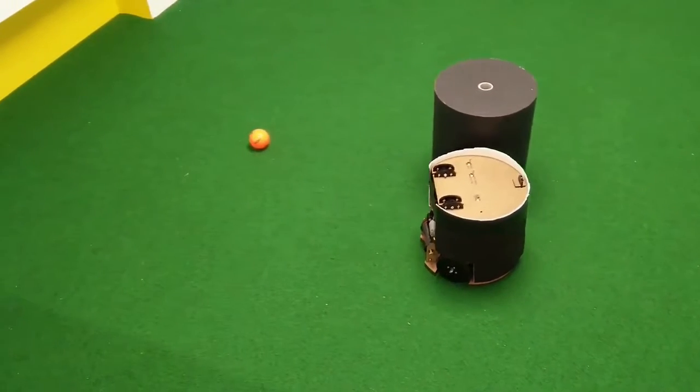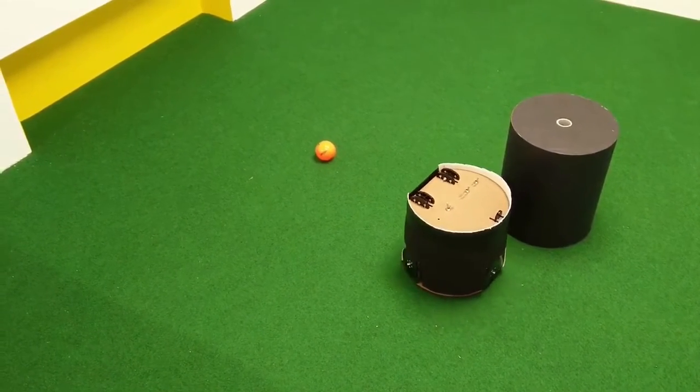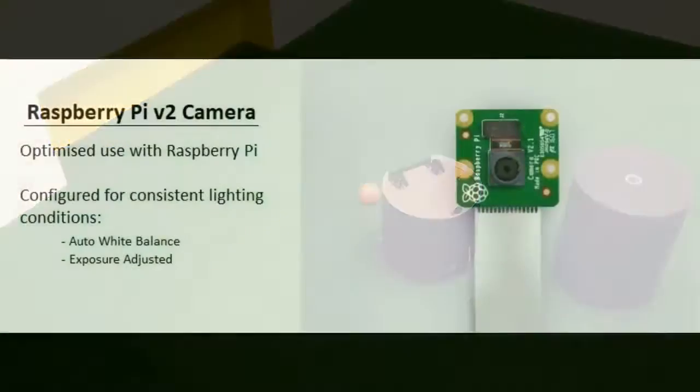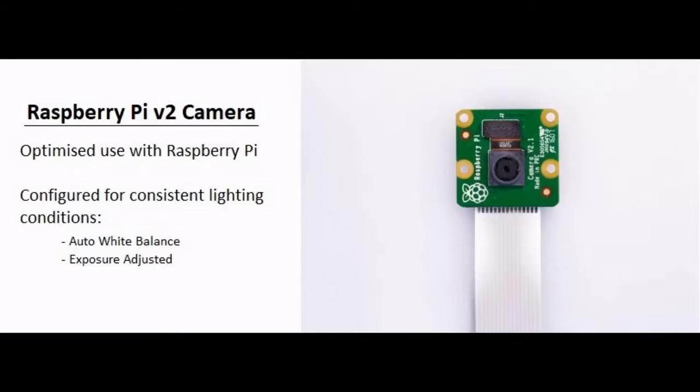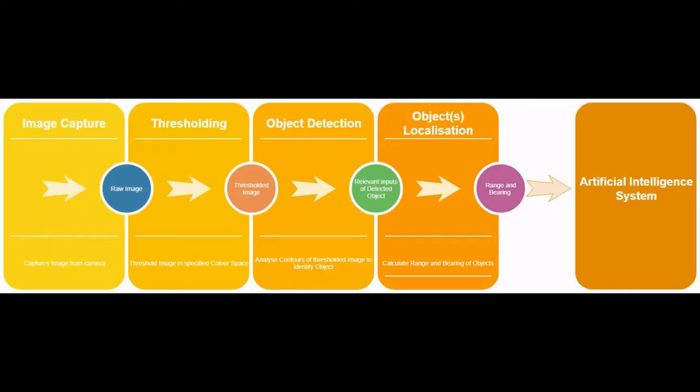The vision system on board our soccer robot is based around the Raspberry Pi version 2 camera, as it is specifically optimized and configured to work alongside the Raspberry Pi on board. Here we give specific mention to the auto white balance and adjustable exposure features, which were used to create consistent lighting conditions within the camera feed.